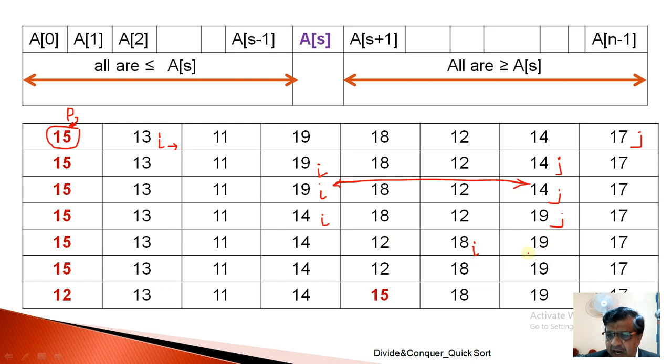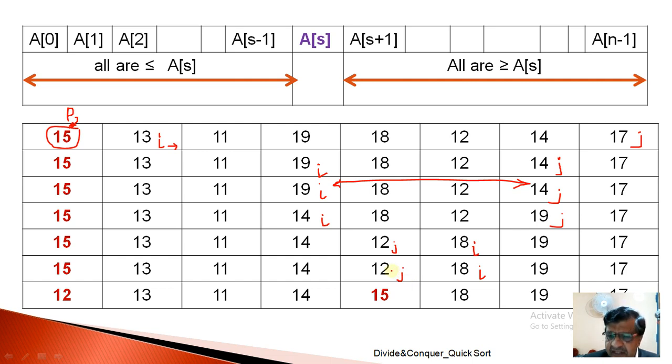Then j will start moving. J will cross this because 18 is greater than 15, and j will come and stop over here during its movement in this particular direction because 12 is lesser than the pivotal element. So j has come over here and stopped, and i is over here. So the positional value of i is greater than the positional value of j. That's how the algorithm will identify whether or not j crossed i or i crossed j.